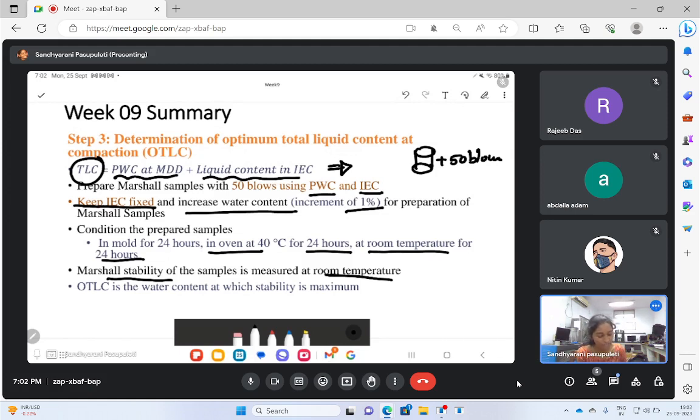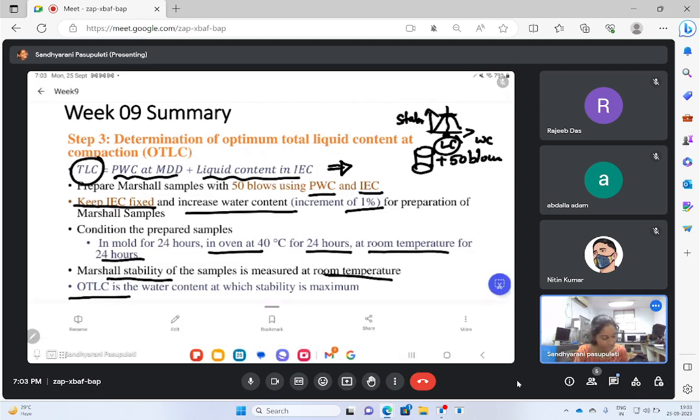Now I have used, let us say, 1% water content, I have fixed the emulsion content, and I have calculated the stability. Now I increase the water content further and again keep the specimens for conditioning. I calculate the stability, and at some stage, see, this is the water content and this is the stability. You will observe maximum stability corresponding to some liquid content. That is the optimum total liquid content. This is the water content at which the stability is maximum.